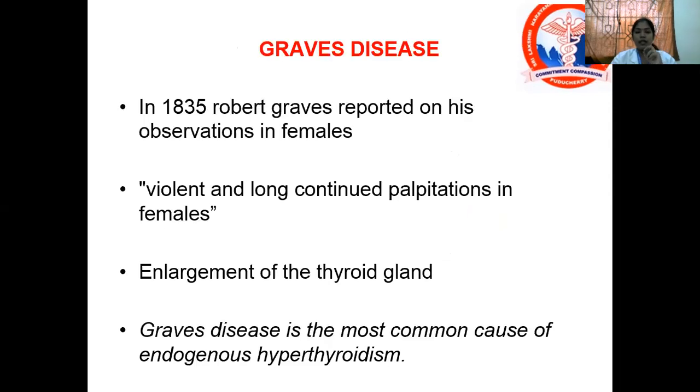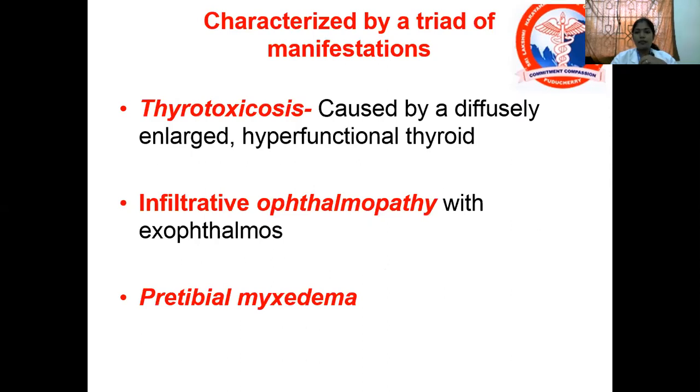Now moving on to Graves' disease. In 1835, Robert Graves reported on his observations in a female that there were violent and long continued palpitations, and she also had enlargement of the thyroid gland. Graves' disease is the most common cause of endogenous hyperthyroidism. It is characterized by a triad of manifestations: thyrotoxicosis, infiltrative ophthalmopathy, and pretibial myxedema. Thyrotoxicosis is caused by a diffusely enlarged hyperfunctional thyroid.